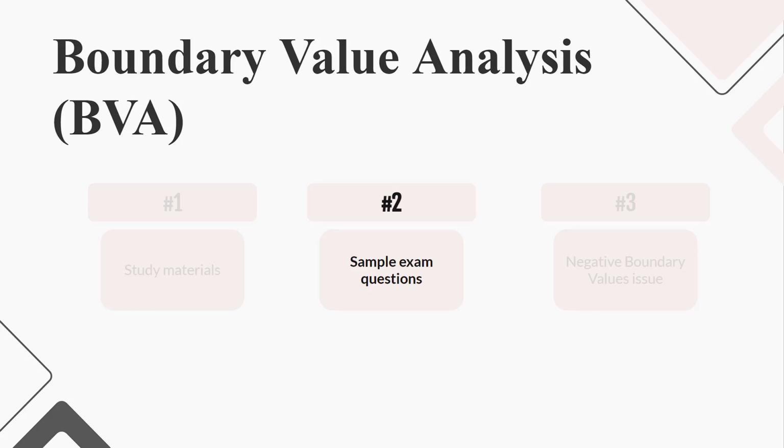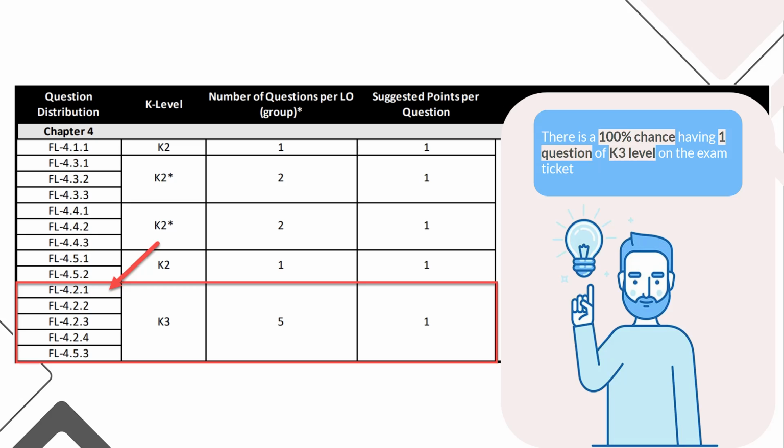There is a 100% chance of having one question of K3 level on the exam ticket. The K3 level questions are the most difficult. Some you can answer in 1 or 3 minutes, but some questions are so twisted and confusing that you can spend 10 or more minutes on them.